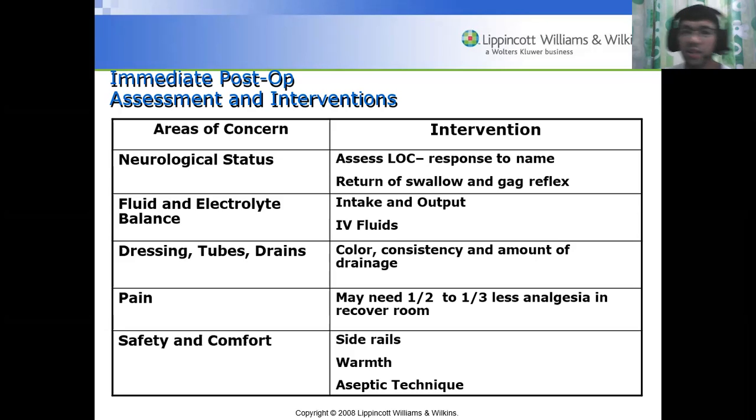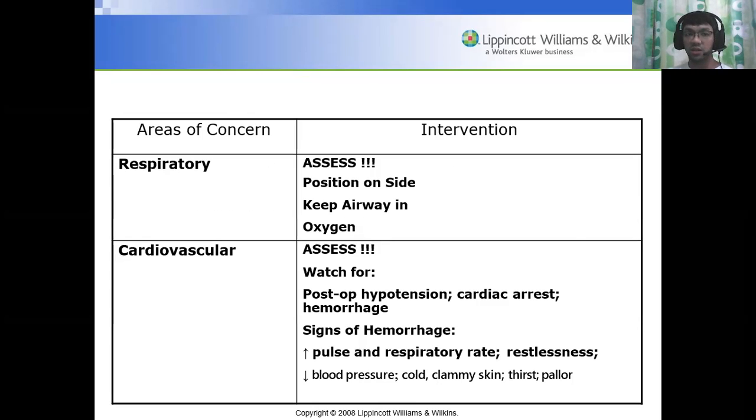Fluid and electrolyte balance. So again, intake and output is monitored together with the administration of IV fluids. For the dressing, tubes and drains, check for the color, consistency, and the amount of drainage. For pain, may need 1/2 to 1/3 less analgesia in the recovery room. And safety and comfort, side rails should be raised. Warmth if they experience chills or coldness. And aseptic technique is still used on these patients.